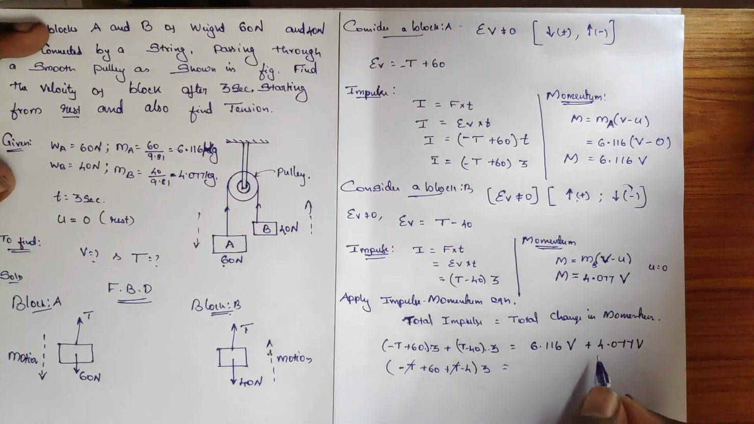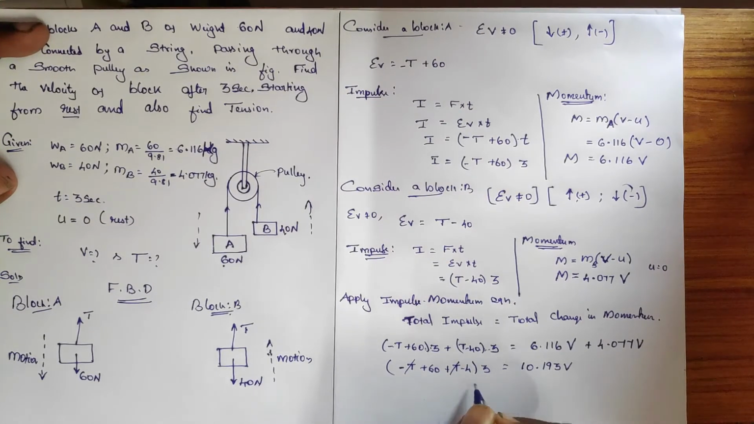So here, if you add it down, you will get 6.116 and 4.077, which may be around 10.193 velocity. Okay. So now here it is 40. If you subtract, 60 minus 40, you get 20 into 3, which is equal to 10.193 velocity.